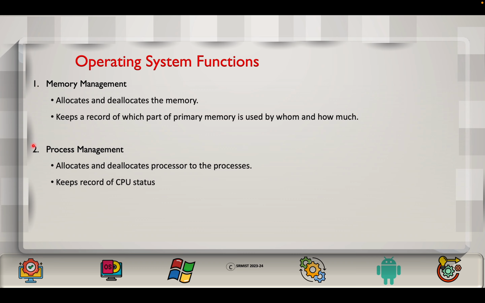The second main function is process management. It allocates or deallocates processes to the processor. It keeps records of CPU status, managing the processes in order to execute in the system without any problem. That is the second function.